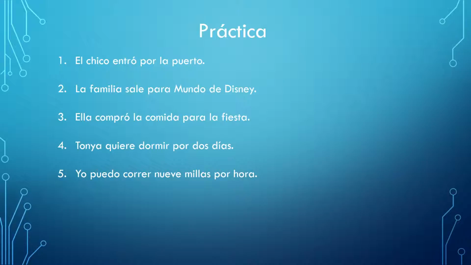Yo puedo correr 9 millas por hora. We are talking about a unit of measure. So I can run 9 miles per hour. In this situation, we will use por for that reason, because we are talking about a unit of measure.